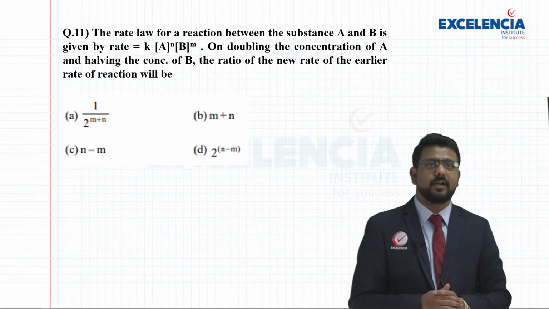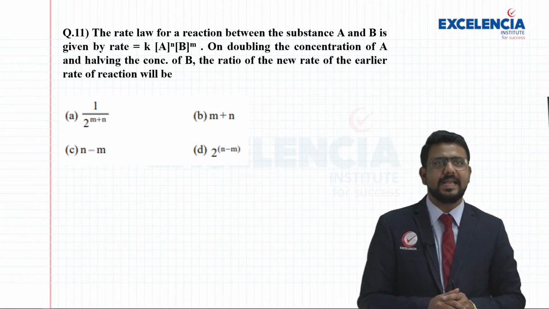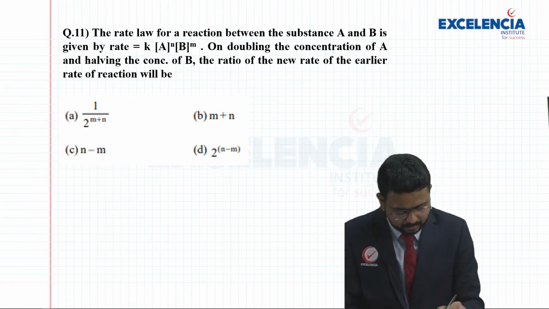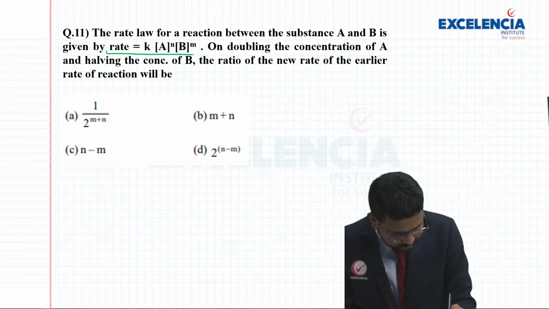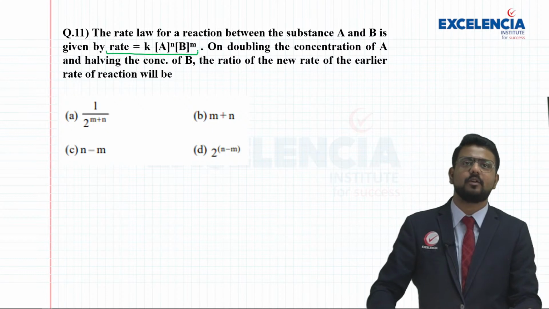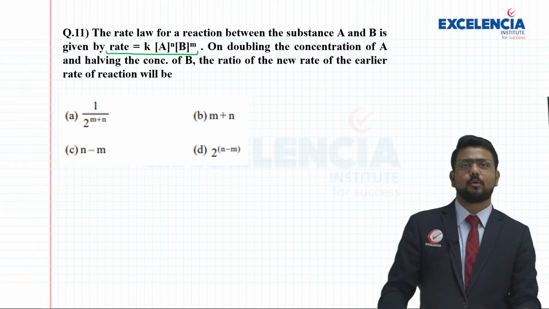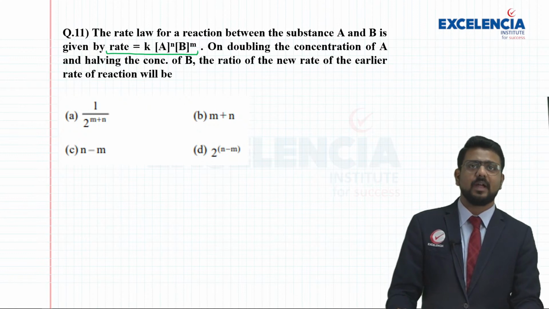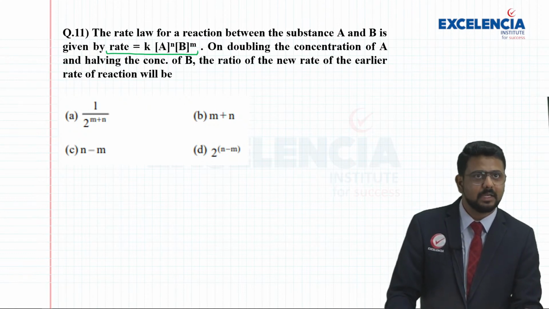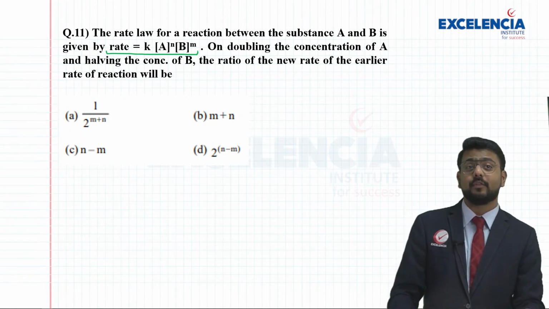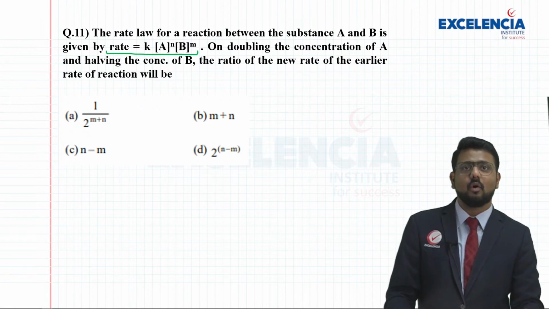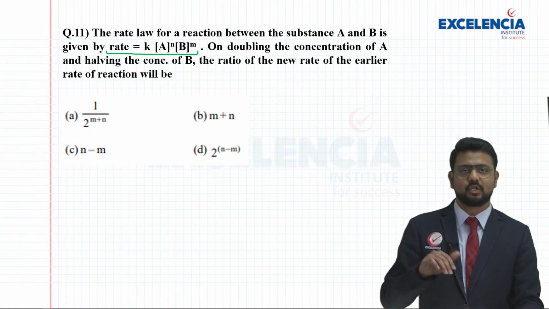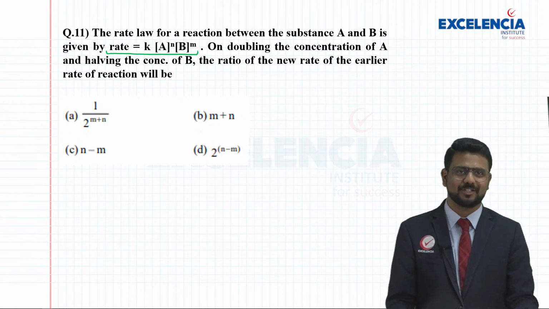The rate law for the reaction between the two substances A and B is given by this particular expression, that is rate is equal to K times A to the power N, B to the power M. Now, on doubling the concentration of A and halving the concentration of B, the ratio of the new rate to the earlier rate of the reaction will be. Now, you have been given these options, right?